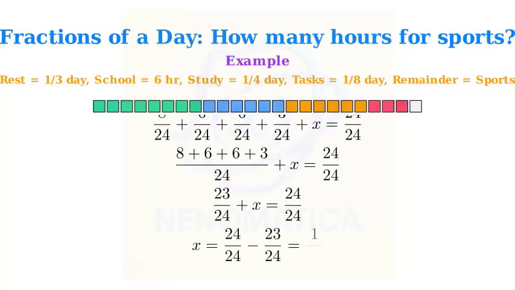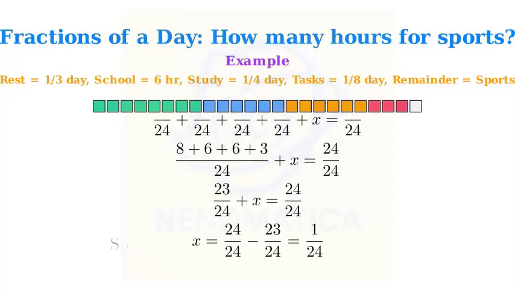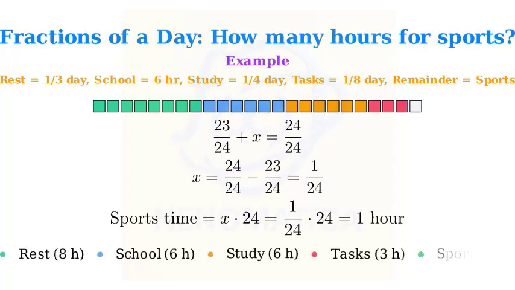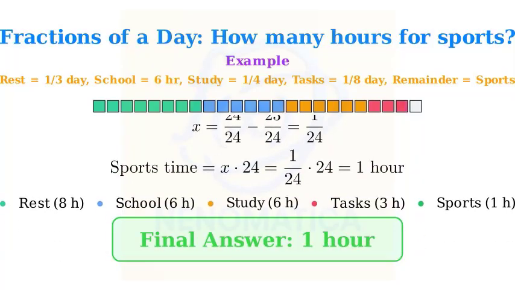Subtract 23 over 24 from both sides. Therefore, x equals 1 over 24 of the day. 1 over 24 of a day is 1 hour. So the remaining box is the sports time, 1 hour. Final answer. Hamid spends 1 hour on sports each day.